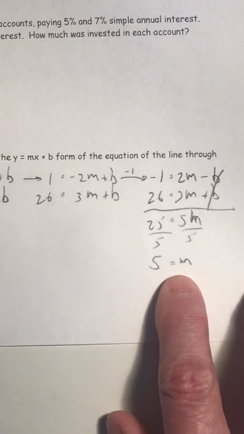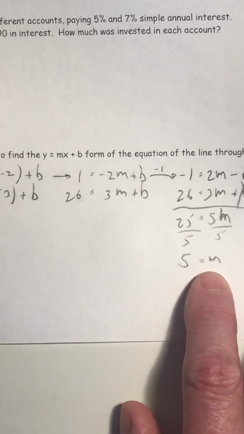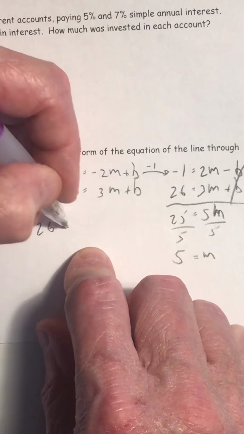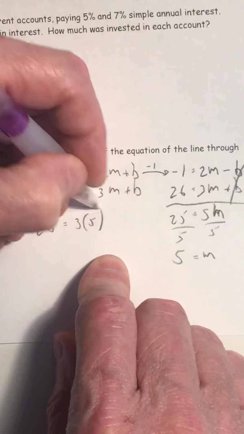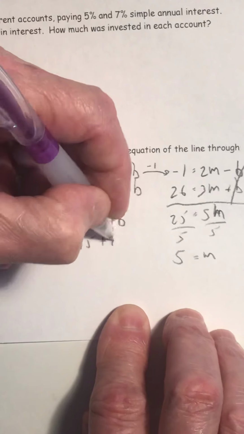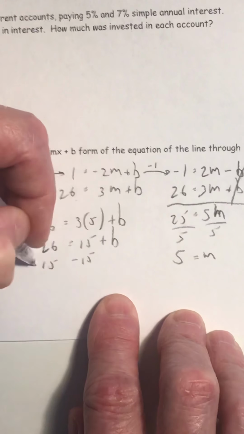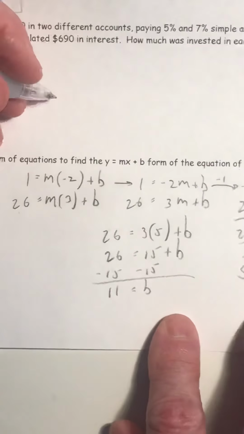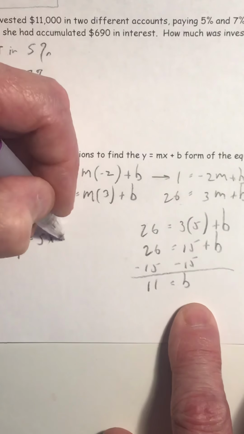And then I can take that 5 that I found for m and plug it into this equation. Doesn't matter what equation you plug it into, but this looks like an easy one to use. 3 times 5 plus b, or 26 equals 15 plus b. Take away 15 from both sides. And we get b equals 11, which means our answer is y equals 5x plus 11.